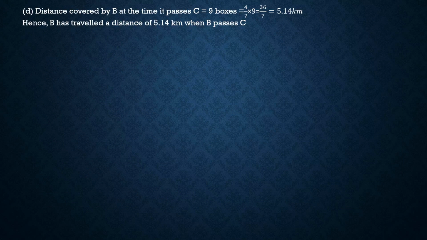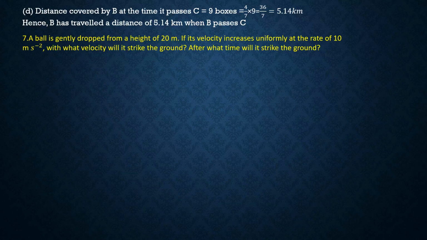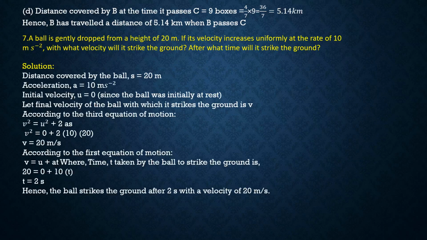Next, a ball is gently dropped from a height of 20 meter. If velocity increases uniformly at the rate of 10 meter per second square, with what velocity will it strike the ground? After what time will it strike the ground? So distance covered by the ball is 20 meter. Acceleration is 10 meter per second square. Initial speed is 0. We have to find final speed.